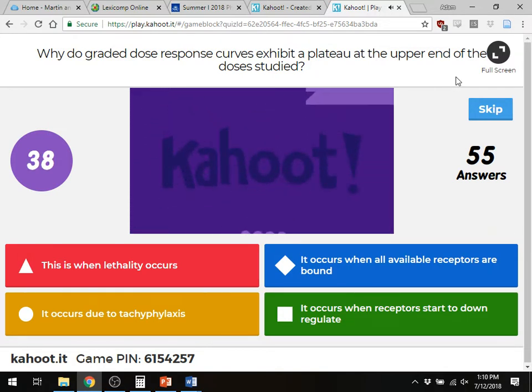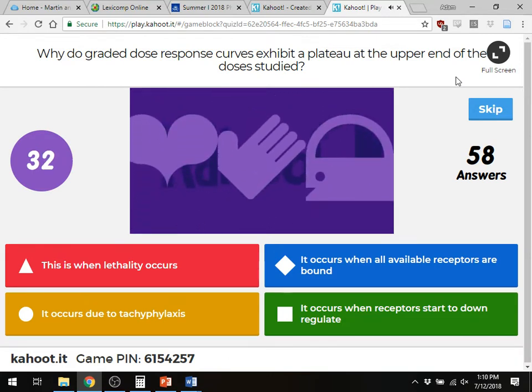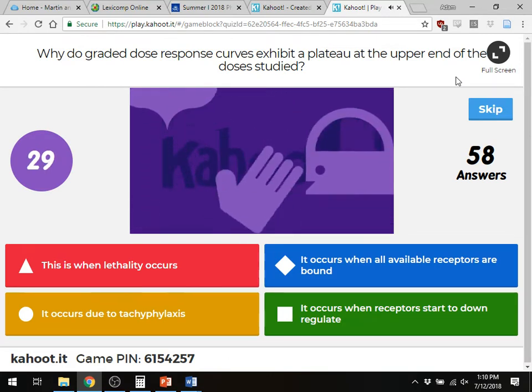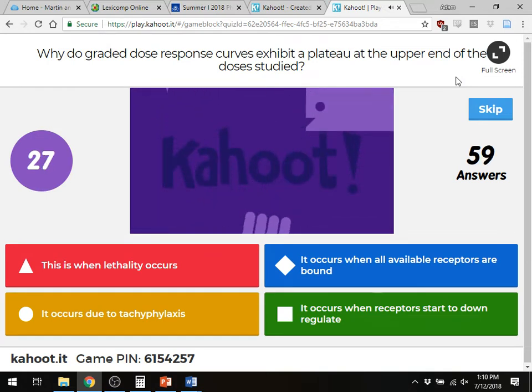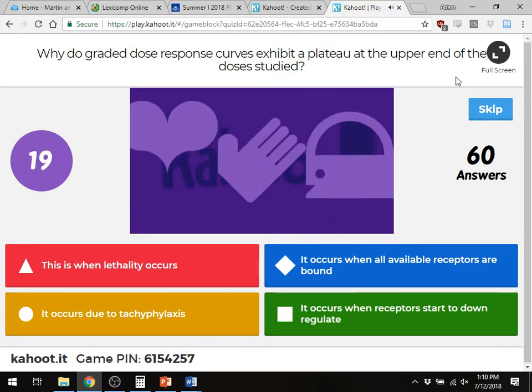Remember, does the graded dose response curve look at just one person or a whole group of people? Typically, the quantal responses, that's when it's like sleep, yes or no, dead or alive. That's going to be more of a quantal response in a group of individuals. Usually, the graded responses are going to be on a single tissue or a single person, a single subject generally.